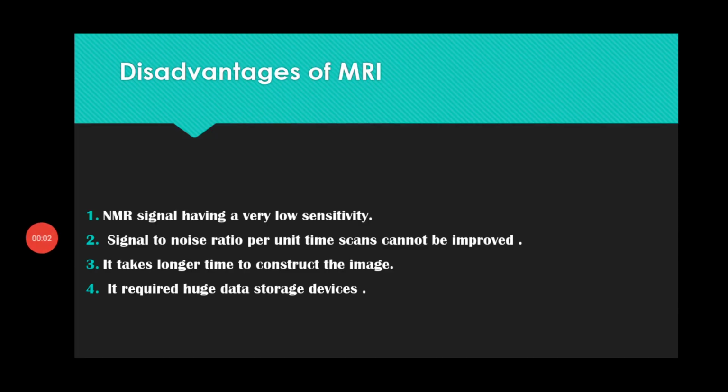Now we will see the disadvantages of MRI. First, NMR signals have a very low sensitivity. Second, signal to noise ratio per unit time scans cannot be improved. It takes a longer time to construct the image. It requires huge data storage devices to store the data.